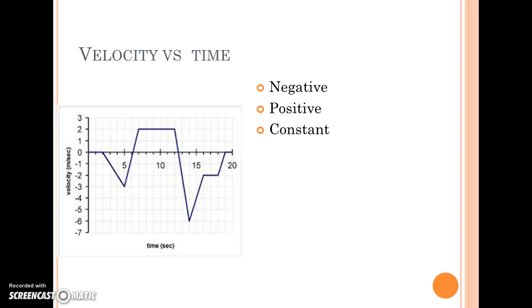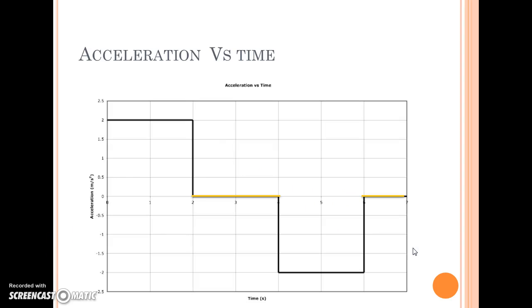So now let's go over acceleration versus time. In this acceleration versus time graph, you see that there's a title. The x and y axes are labeled. In the highlighted portion of this graph, from 2 to 4 and from 6 to 7, it shows a 0 acceleration. That means there was no acceleration at this time.